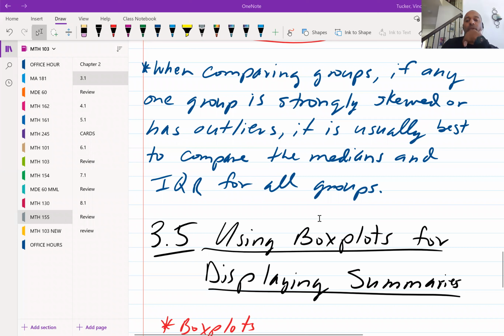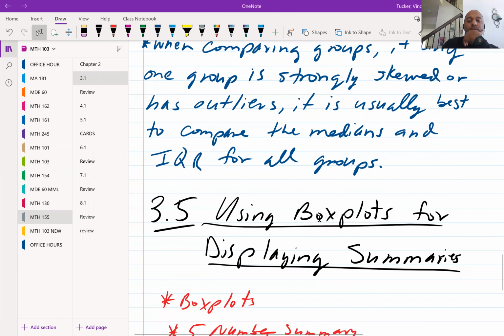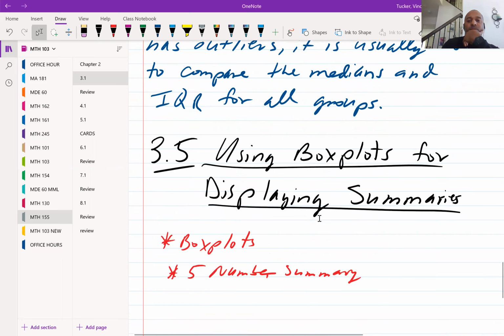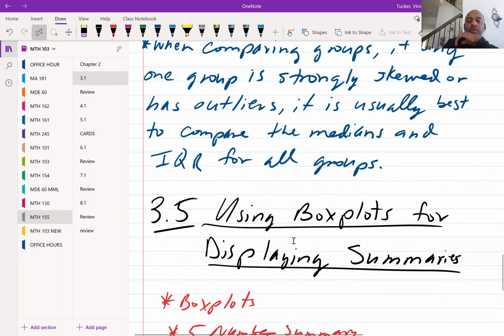All right, are we ready to scroll up to 3.5? Using box plots for displaying summaries. It's going to be the last thing we do in chapter 3. Anybody still copying the title? Using box plots for displaying summaries.